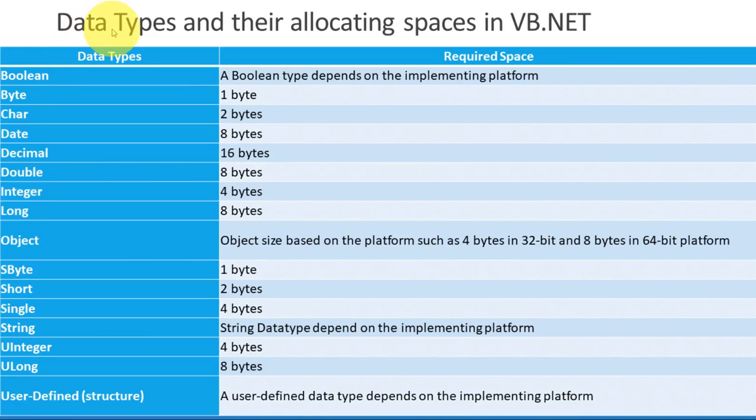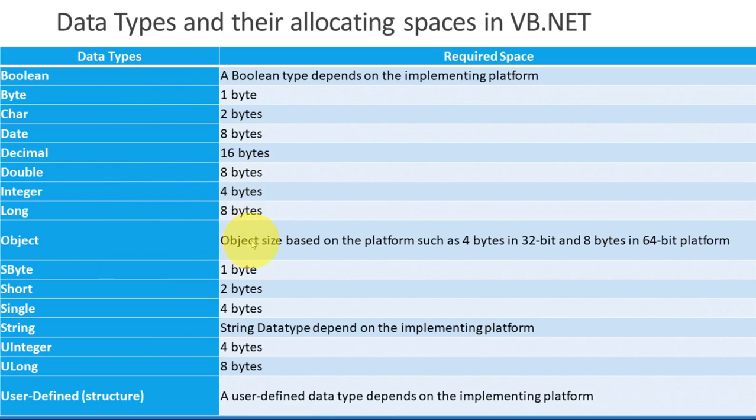Now these are the data types and their allocated spaces in VB.NET. Boolean depends upon the implementing platform. Byte takes 1 byte. Char is 2 bytes. Date is 8 bytes. Decimal is 16 bytes. Double is 8 bytes. Integer is 4 bytes. Long is 8 bytes.